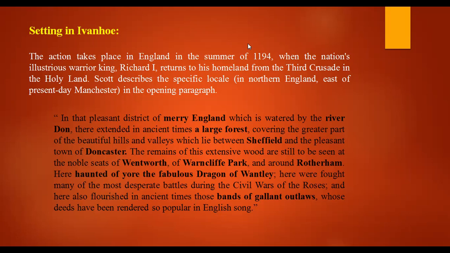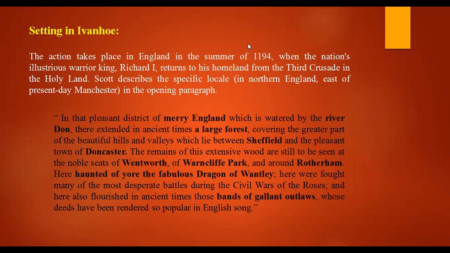So as we have seen, the historical romance or historical novel is the one in which the setting takes place in the past. It talks about some past historical incident. So here also the setting in Ivanhoe takes place back in 1194 in the Middle Ages, in summer, and it starts with an illustrious warrior king, Richard I. He is coming back from the crusade, the Third Crusade in the Holy Land. I'll tell you in detail what the crusade and Holy Land, all these concepts are. So he's coming back to his nation, and Scott describes this specific locale in northern England, east of present-day Manchester, in the opening paragraph itself, from which we can come to the conclusion that it is a historical novel or historical romance.